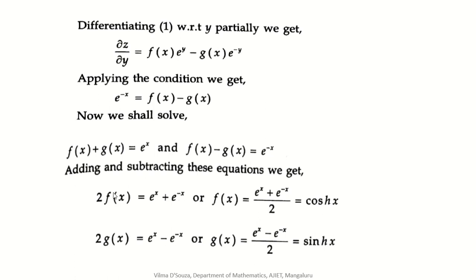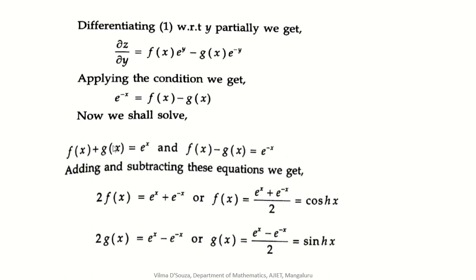So you will get 2 into f of x is equal to e power x plus e power minus x, or what is your f of x? E power x plus e power minus x divided by 2, which is equal to cos hyperbolic x.